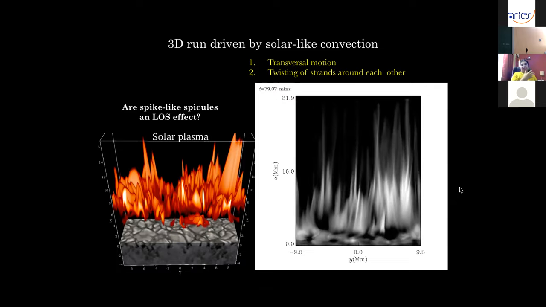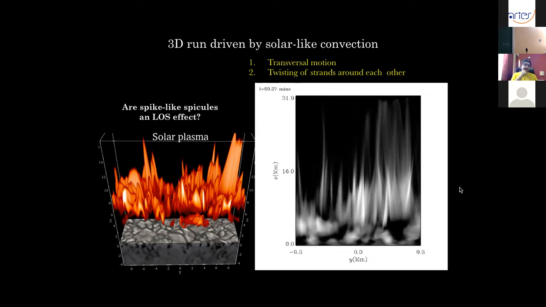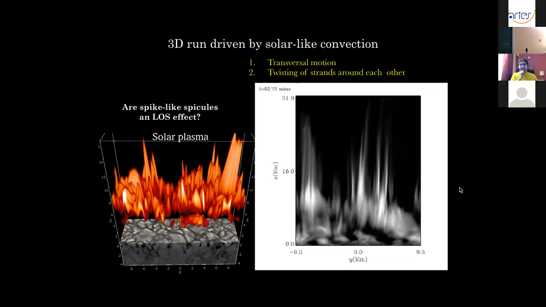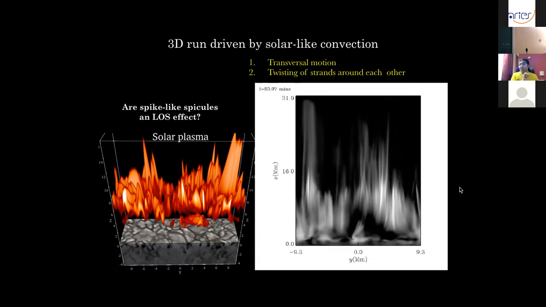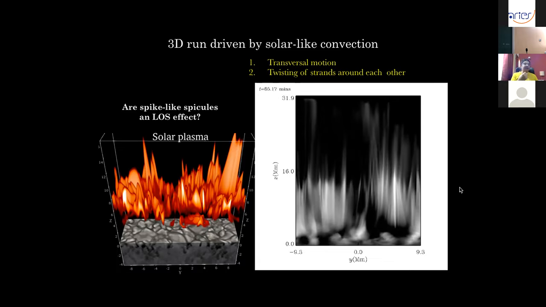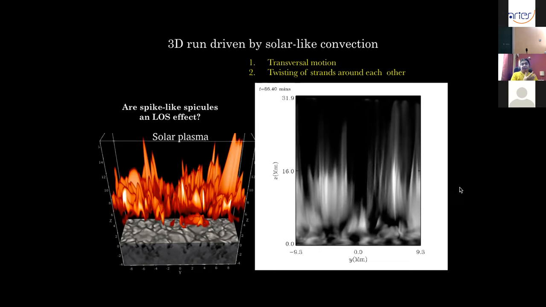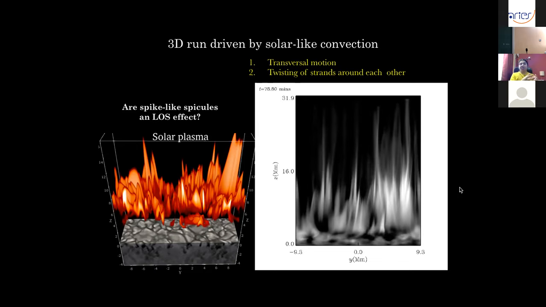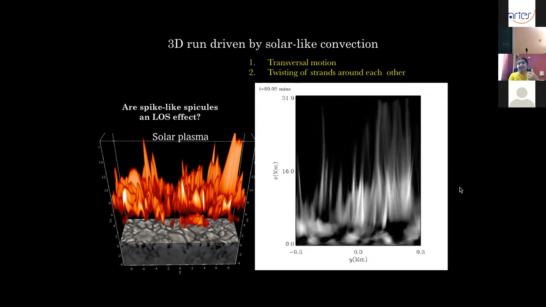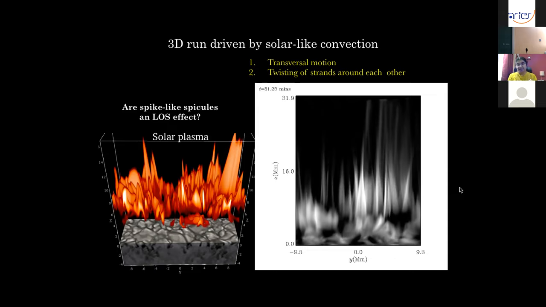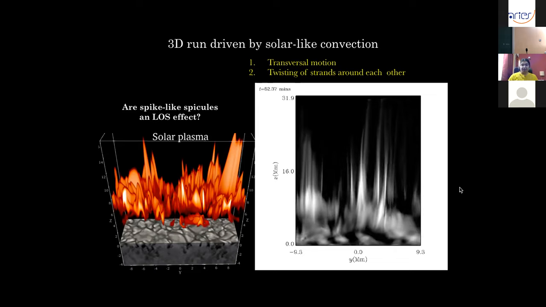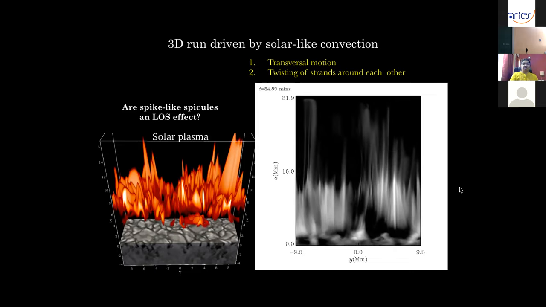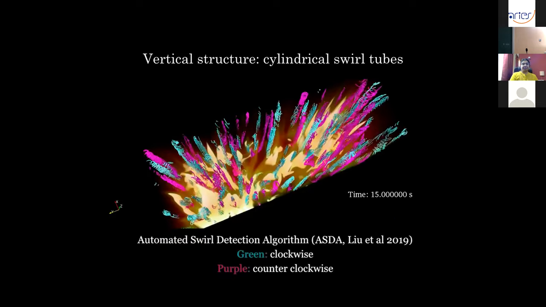Now, with further analysis, we believe that these spicules may even be a line of sight effect. They may not be actually spike-like spicules, but they are probably something like the gathering of a curtain. So, the more the curtains are gathered in one place, denser the plasma is and more it is emitting. That is what is giving this illusion. But we are still working on it. So these results are not published yet.